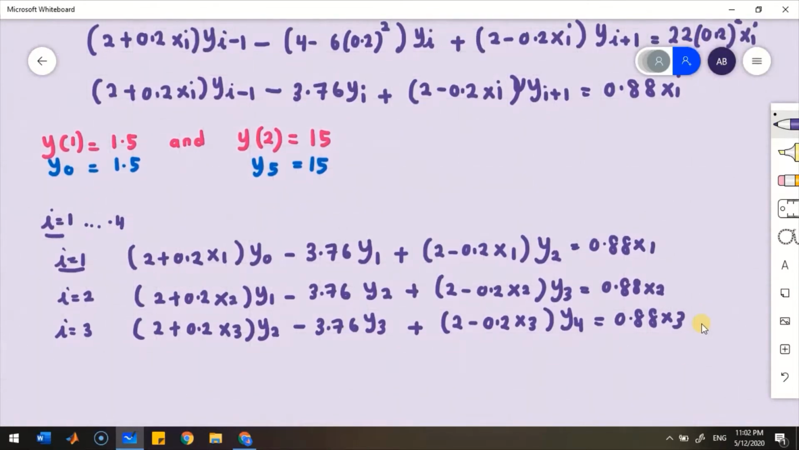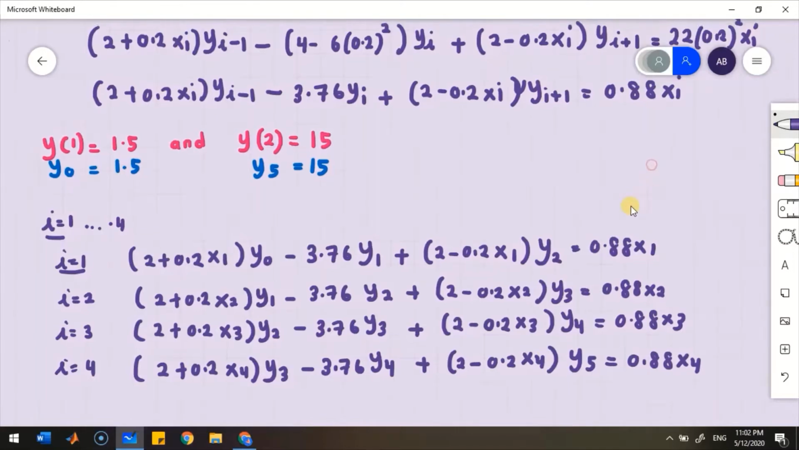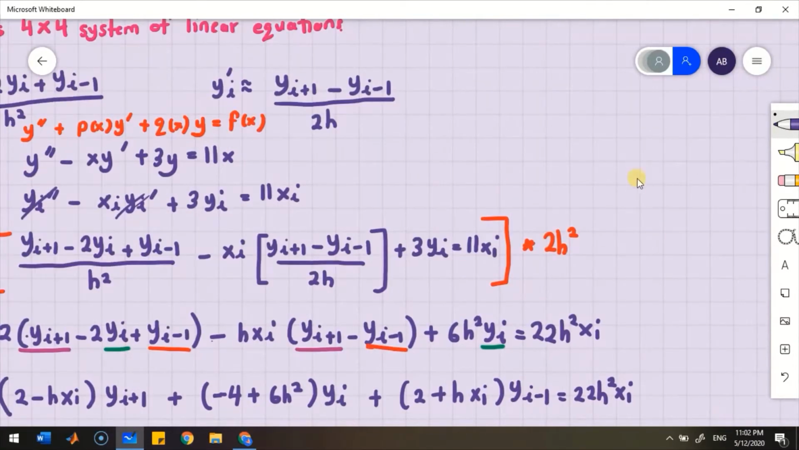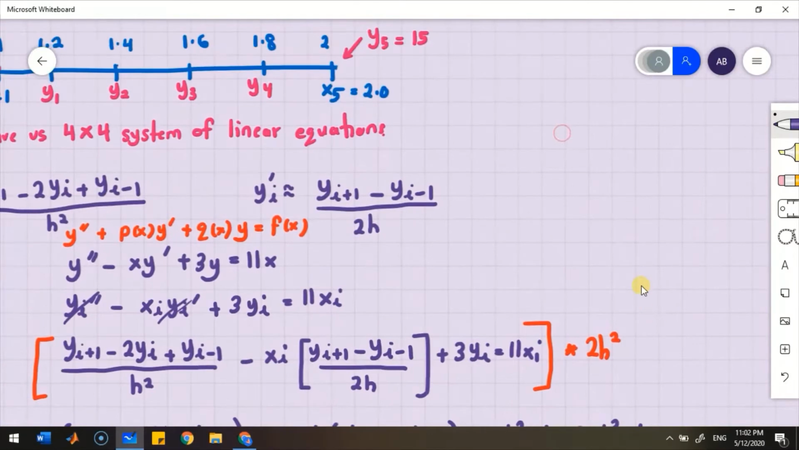So I can write for i equals to 4, 2 plus 0.2 x4 y3 minus 3.76 y4 plus 2 minus 0.2 x4 y5 equals to 0.88 x4. Okay, now this value here, x1, x2, x3, x4, we know that from the diagram I sketched all the way up here. Okay, that's why sketching that graph, the diagram, the number line is very important.